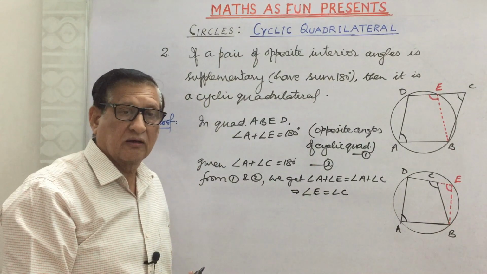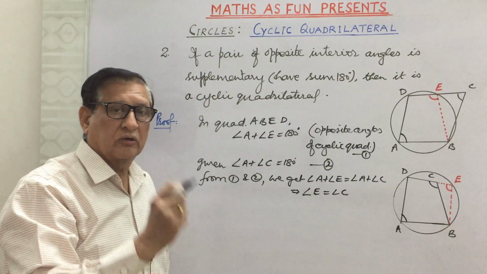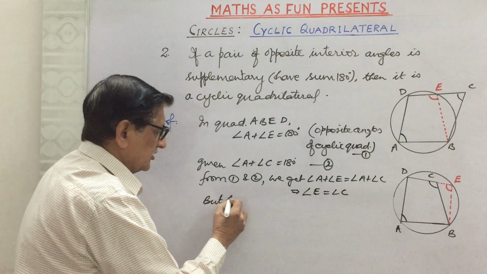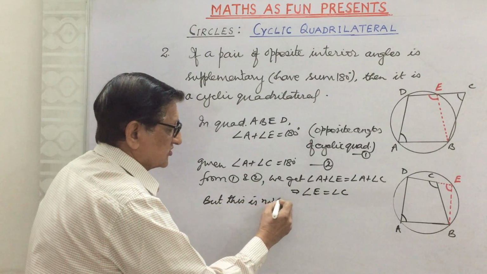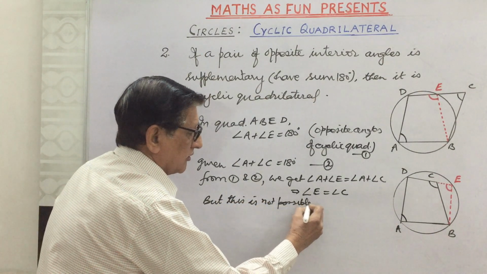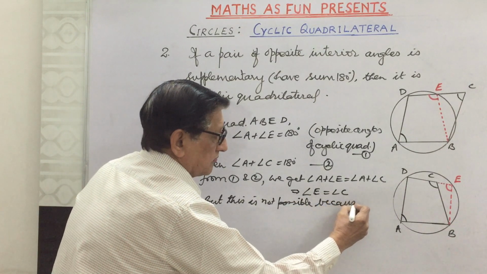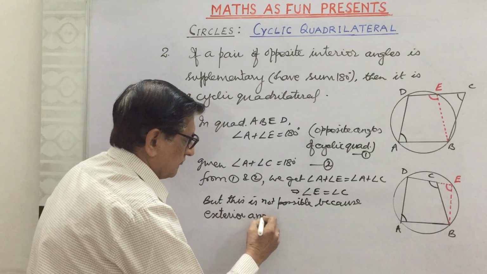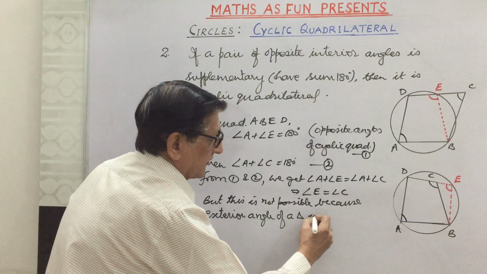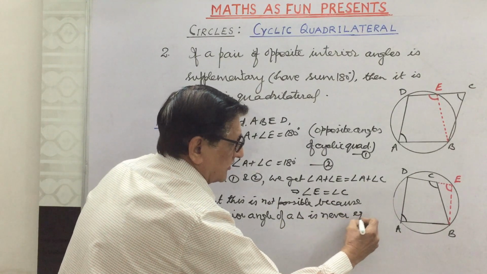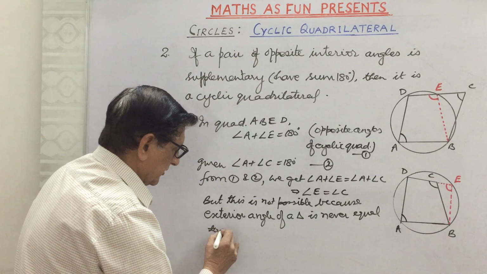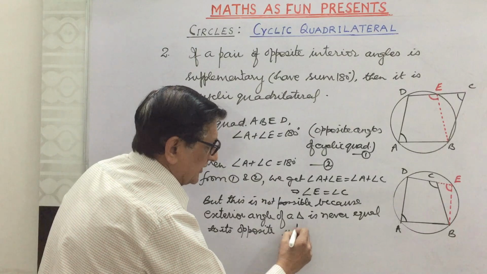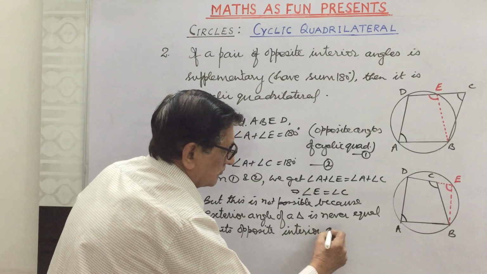And we know that exterior angle of a triangle is never equal to its opposite interior angle. So we can write here, but this is not possible because exterior angle of a triangle is never equal to its opposite interior angle.